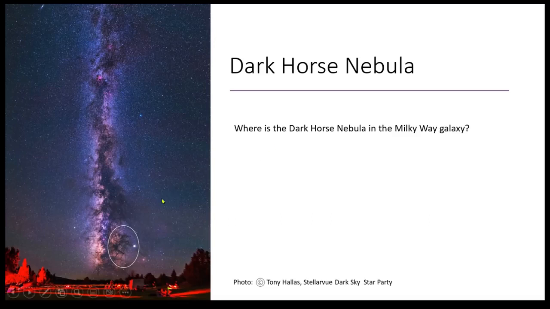So here's Tony's picture again that we started out with, and you can see the location of the Prancing Horse or Dark Horse Nebula down here, close to the horizon.